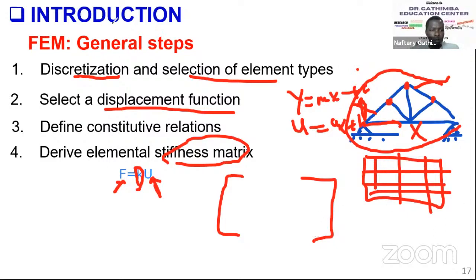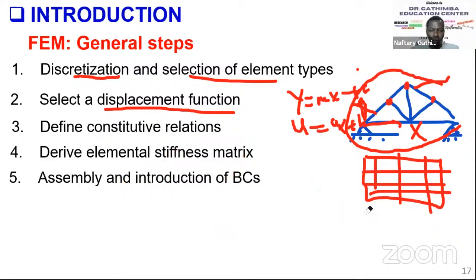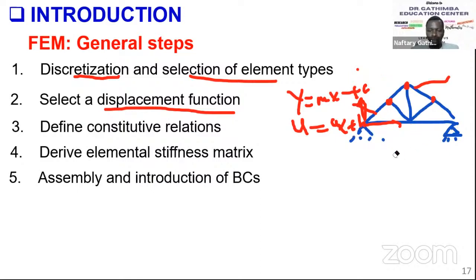Then step number five. Once you've determined the element stiffness matrix for each individual element after you have broken down or discretized your body, you assemble them together, because we are analyzing the body as a whole. This is what you call the assembly stage. So finite element is two ways: you break down, you define the element by getting the elemental stiffness matrix. Then from there, you assemble for the whole body and introduce the boundary conditions.